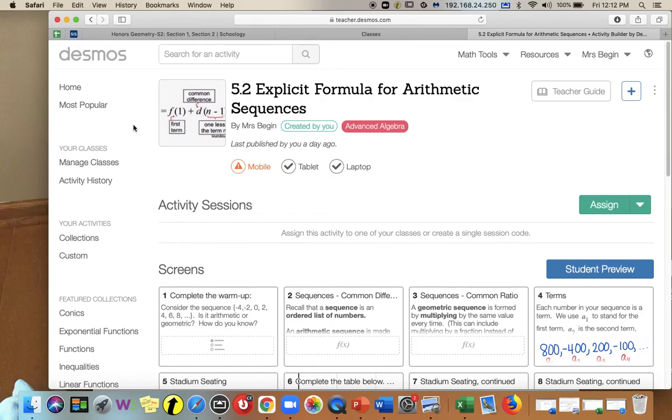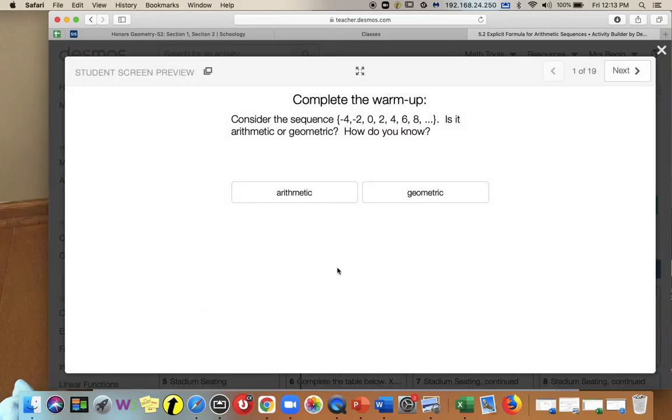5.2, we're going to look at explicit formula, specifically for an arithmetic sequence. So this link will be on Google Classroom, and we're going to work through these slides together. So the first one is the warm-up.